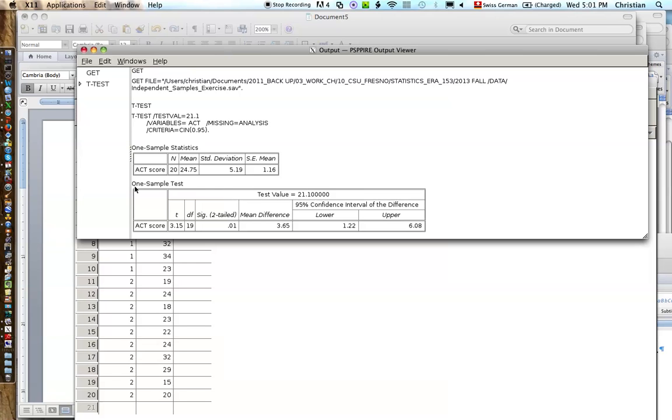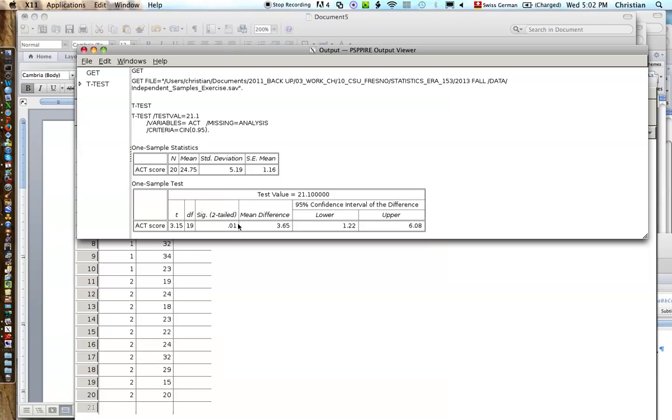Then we do the one sample t-test, and you see that the test value that we're using for the population is, again, 21.1. You see the difference between 21.1 and 24.75 is right here, the mean difference, 3.65. So we can see that that worked out all right. And with the degrees of freedom of 19 and the t-value of 3.15, we get a two-tailed significance of 0.01.